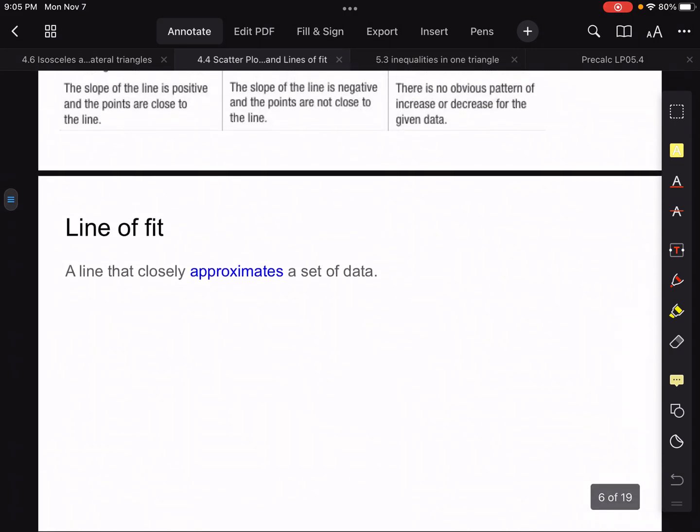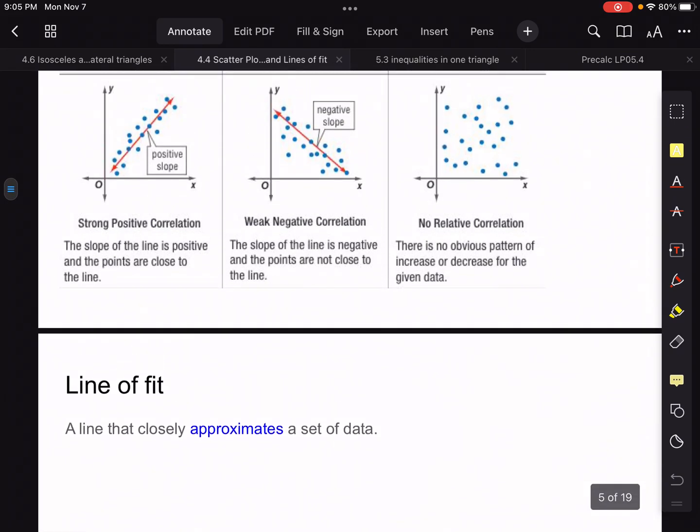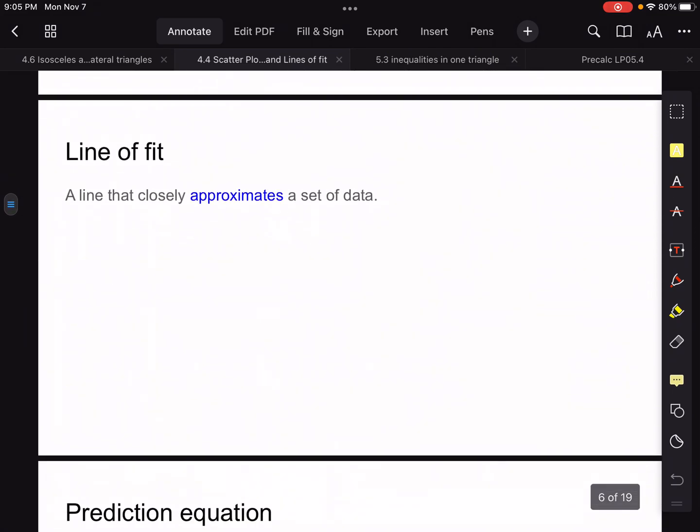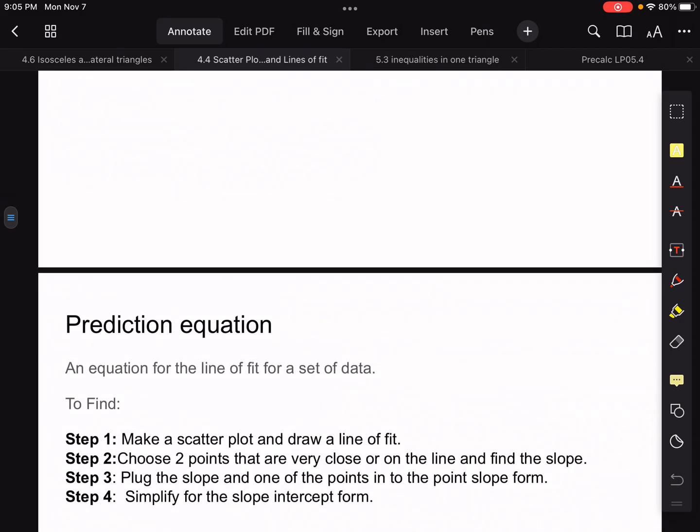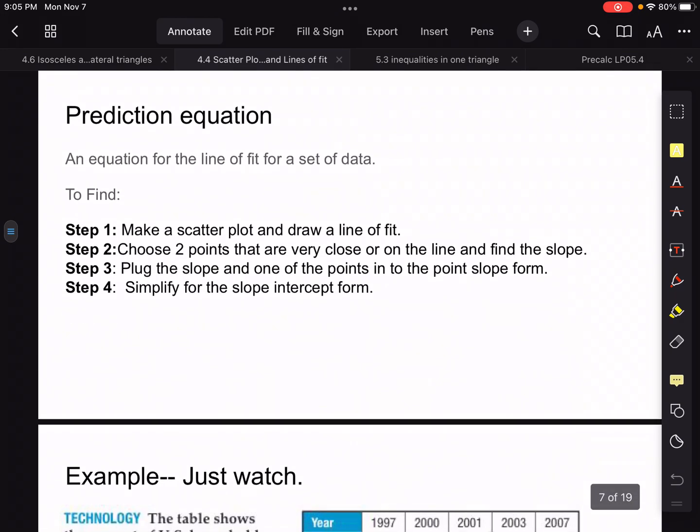Okay, as I mentioned, there's a line of fit through that data. That is the red line that is there. It's a line that closely approximates the set of data. So that's the word there, approximates. And so now let's do some examples.